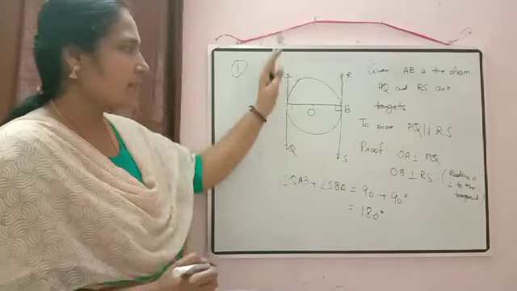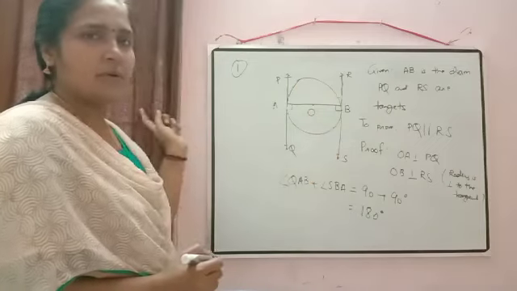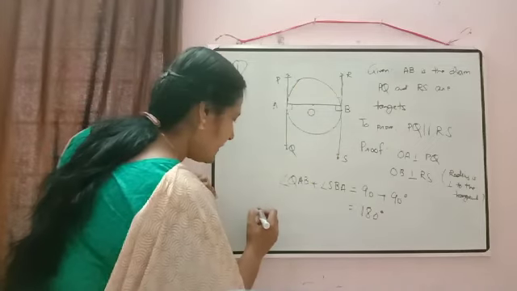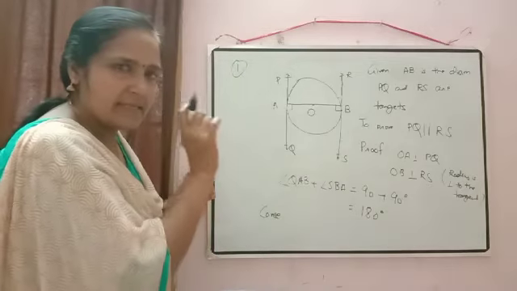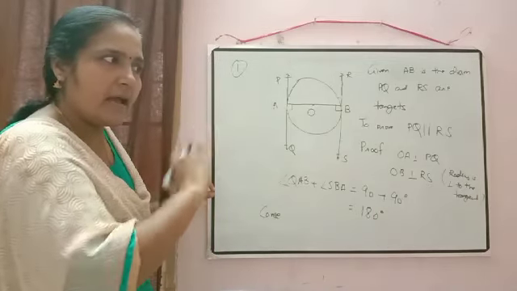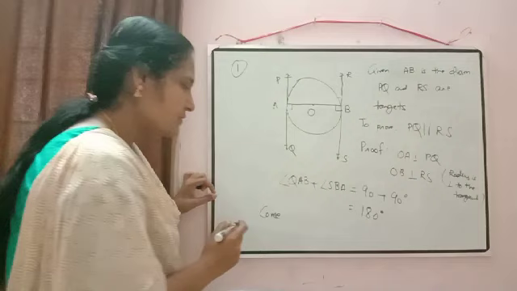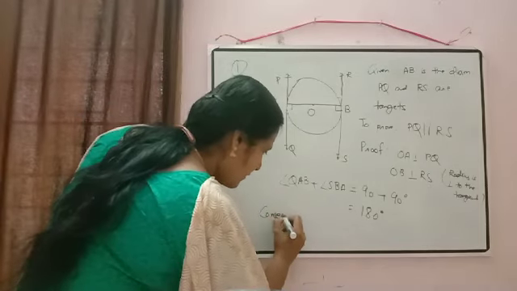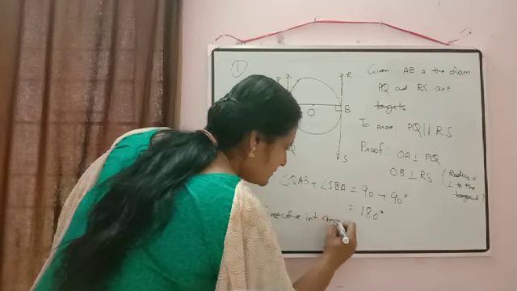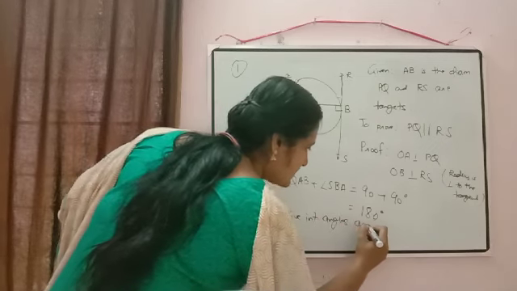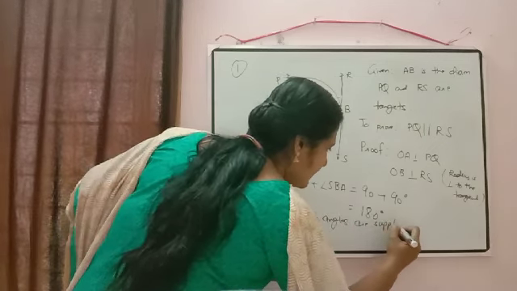So what can we say? PQ is parallel to RS. So just write down there, consecutive interior angles. That is the name for that: interior angles on the same side of the transversal. We are saying that as consecutive interior angles. Consecutive interior angles are supplementary.